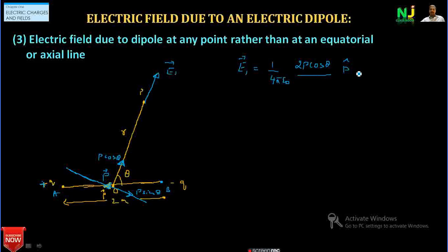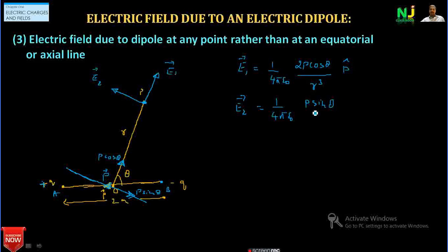Similarly, the electric field due to P sin theta. At the point P, it acts like the equatorial bisector for the dipole P sin theta. So the electric field due to the P sin theta is perpendicular to the E1 and it is acting opposite to the P sin theta vector, that is E2 vector. E2 vector is the electric field due to P sin theta dipole. So E2 is equal to 1 by 4 pi epsilon naught, P sin theta divided by R cube into P cap. Remember, both the magnitudes are not the same, but they are acting in opposite direction.